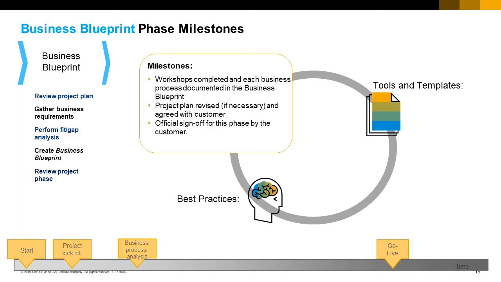SAP recommends you conduct requirements gathering workshop by process, for example, sales, purchasing, inventory management, production and MRP, financials and accounting, service, banking. Since each customer is different, you may want to organize the workshops in other ways. Remember to include master data and reporting in each workshop.